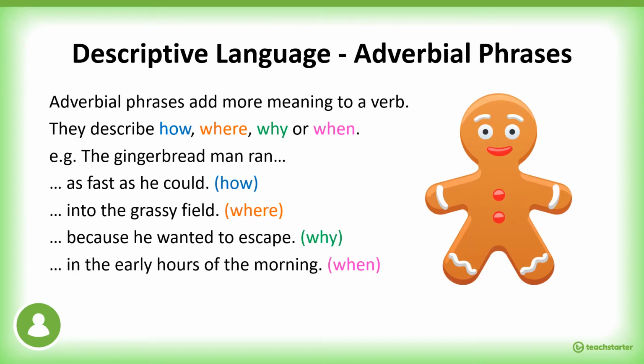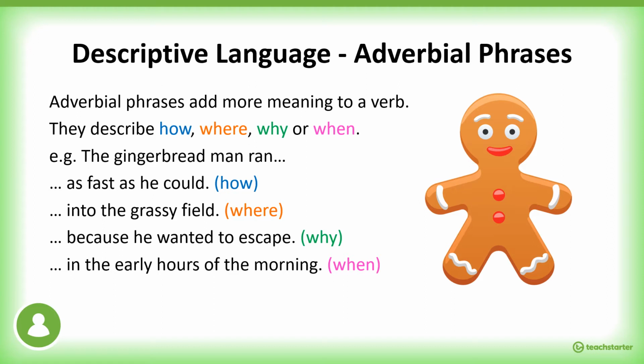So it's a group of words, not just one word. Here we're just going to take a closer look at adverbial phrases, as these ones we are not so familiar with, as this is something quite new to grade 3-4, whereas nouns, adjectives and verbs you've been learning since prep. So adverbial phrases, they add more meaning to a verb. They can describe how, where, why, or when.